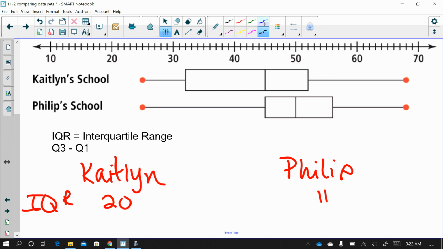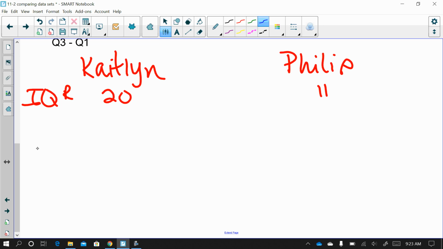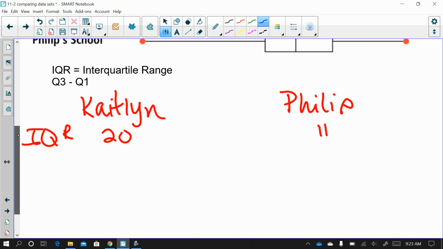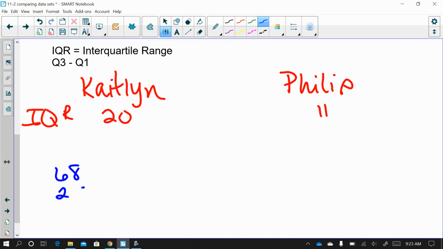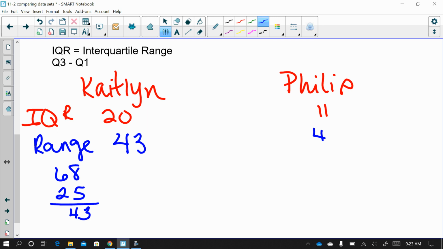Okay, let's talk about their range. Remember, the range is the max minus the min. So the max is 68 for both of them. The min, I think, is 25. So for the range, we do 68 minus 25. You get the range is 43. And that was for both of them. Okay, so Phillips has a smaller IQR, but they both have the same range. Okay.